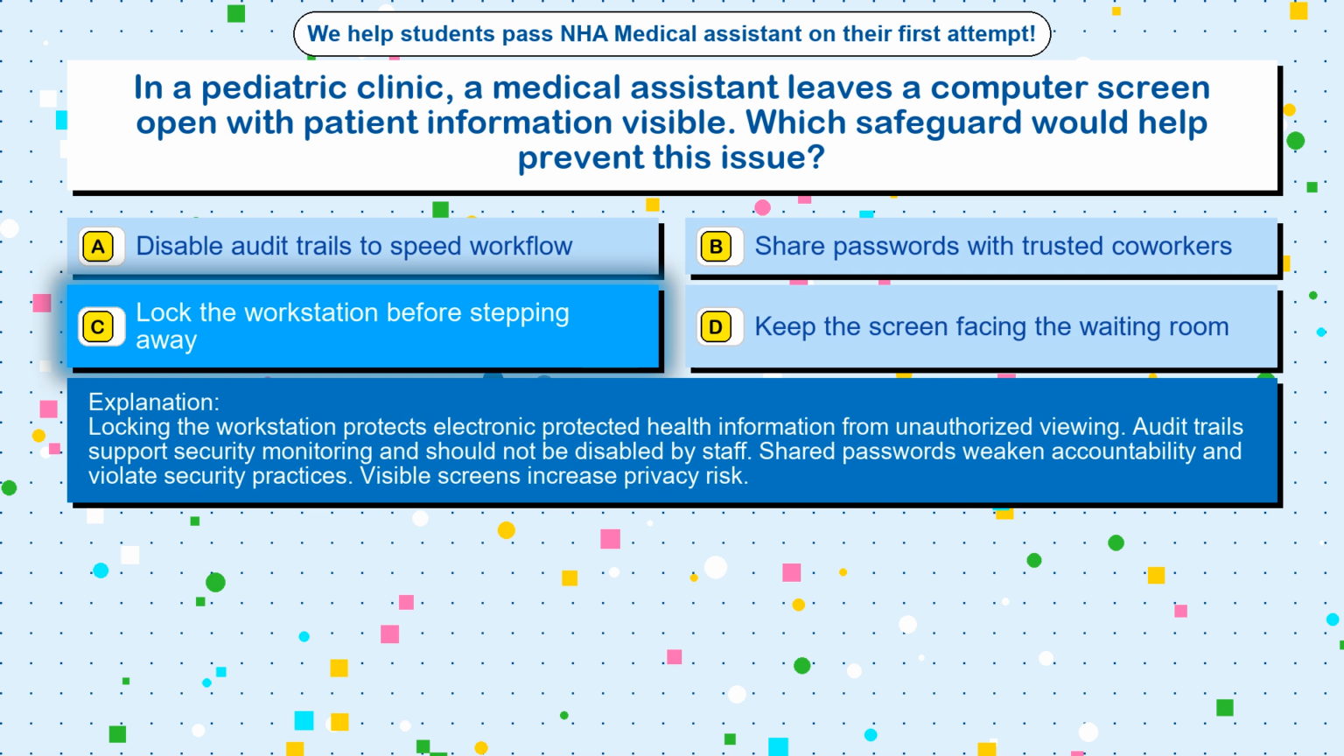Audit trails support security monitoring and should not be disabled by staff. Shared passwords weaken accountability and violate security practices. Visible screens increase privacy risk.